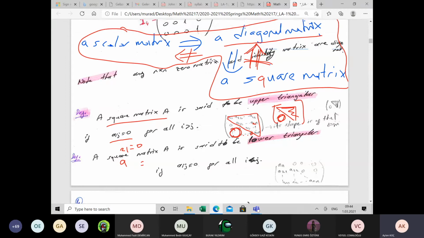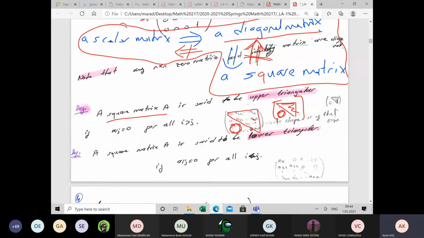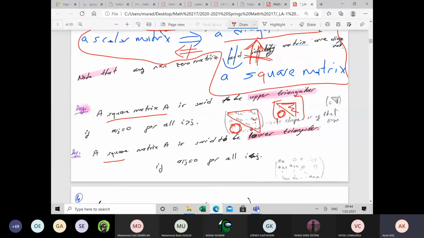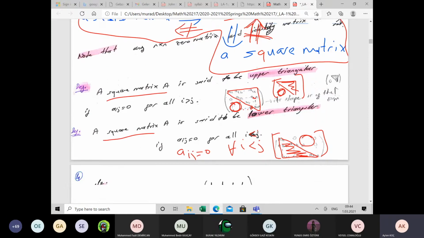So let's define the lower triangular matrix. It should be a square matrix first, yes, and also if i is less than j, all entries should be 0 for all i, j. This means this part should be 0. It's okay. This one is a lower triangular matrix. Lower triangular matrix.